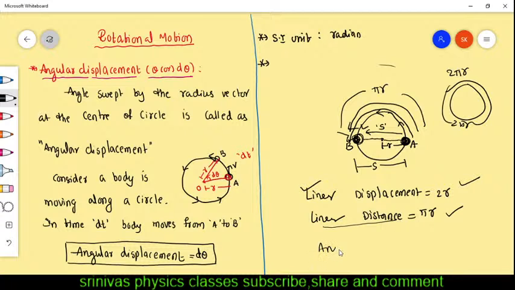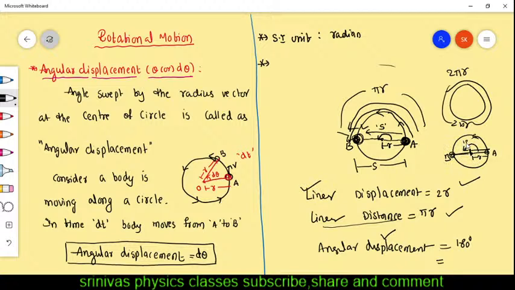In this case, if you want the angular displacement, what is the angular displacement? Can anyone answer? There is a lot of difference between the angular displacement and linear displacement. Angular displacement means we have to write how much angle it rotated. How much angle it rotated? 180 degree. But we should not express it in degrees. We should express it in radians. Initially the object is at A, and the radius vector is this one, and it rotates like this, and finally the object is at B, and the radius vector is this one, right?